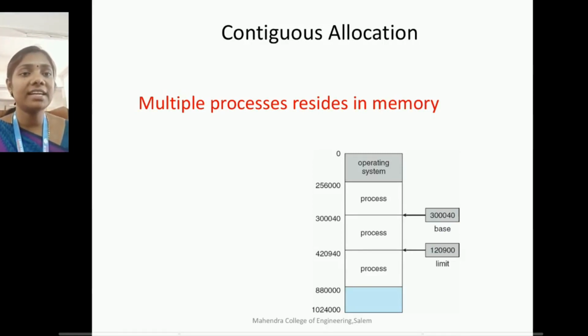If you take contiguous memory allocation, you can see here it starts from 0 and goes to the end. In a continuous way, it will allocate memory to whatever process is coming for execution from the ready queue, in a contiguous memory allocation method.